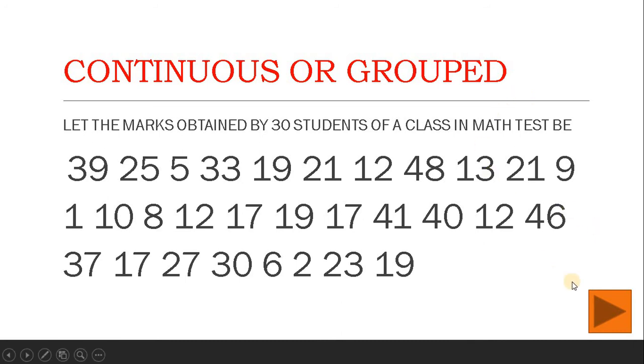So how do we make that into a table? By the way, the data is all about the marks obtained by 30 students of a class in a Math Test B. So these are the marks or the scores of 30 students in one class in the math test. So how do we make that into a table?